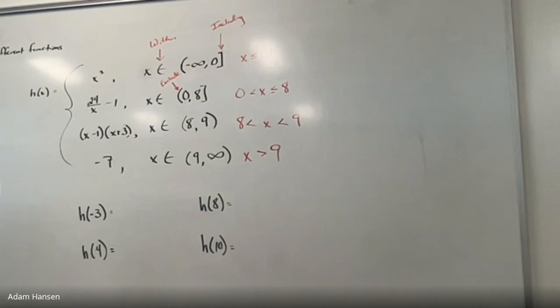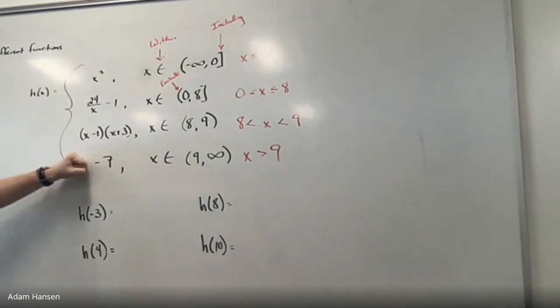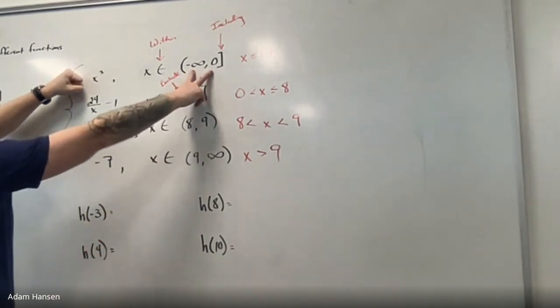Where is -3 going to fall? Which row, 1, 2, 3, or 4? Top row. Isn't -3 within the interval negative infinity to 0? All numbers that are less than 0. Yeah.